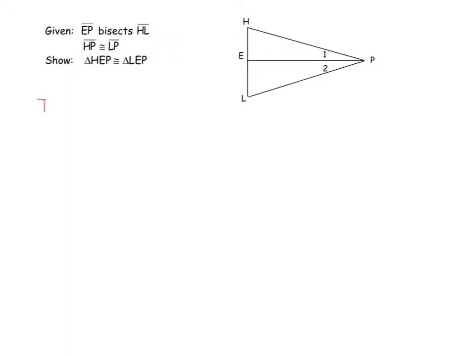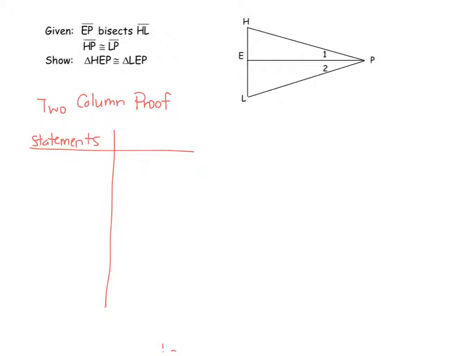So first I'm just going to note that we're doing a two-column proof. And then I'm going to draw two columns. I'm going to label one column with statements. And I'll label the other column reasons. So now I'm going to take my givens.